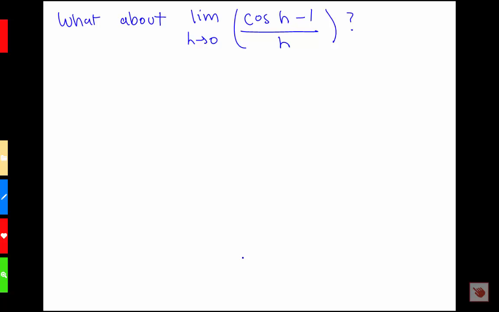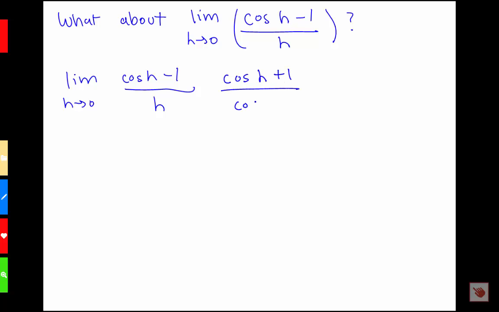So what about the limit as h goes to 0 of cosine h minus 1 over h? With this one, we can use some of the techniques that we have seen so far. Although we don't have a square root here, we can still think about multiplying by the conjugate, because we do have some trig identities that will allow us to use. So we can multiply this by cosine h plus 1 over cosine h plus 1, which gives us the limit as h goes to 0 of cosine squared h minus 1.